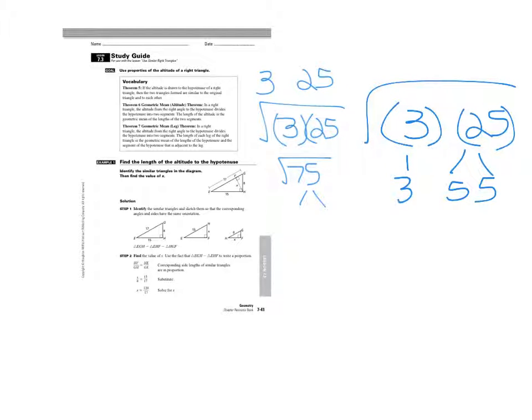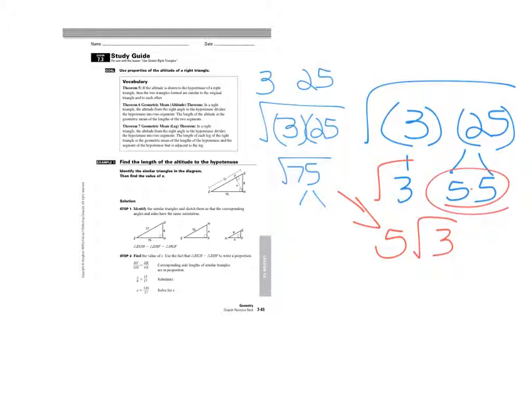And then as soon as you realize you got a pair here, one of these comes out, and anything else that didn't pair up stays behind. So the square root of 75 would simplify to 5 radical 3. So again, you're going to break down the radicals.